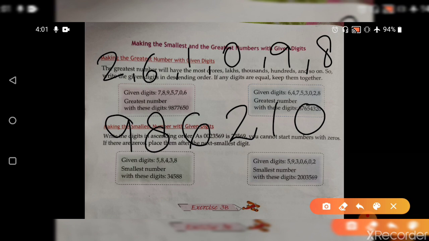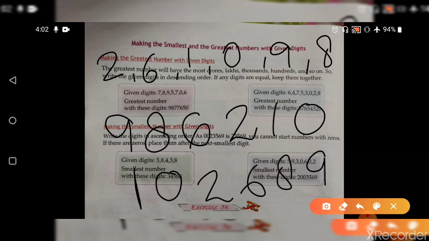And while we are writing the lowest number, we'll write in ascending order. But there is one thing that we have to keep in mind, that no number will start with 0. So what are we going to do? Whenever we have 0 in the digits, the best thing to do is to keep that 0 on the second place and write the lowest digit first. So 1, 0, 2, 6, 8 and 9. With this it becomes the smallest and the other one becomes the greatest. When we come to the exercise, you'll understand it better.